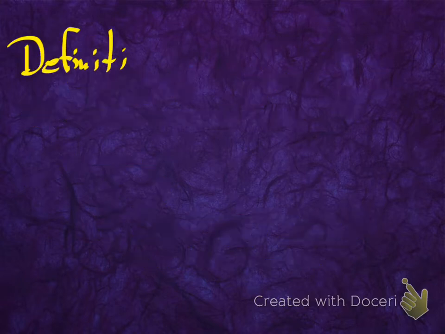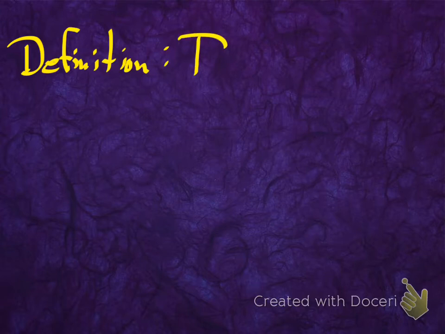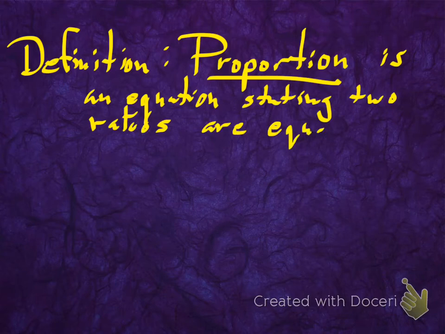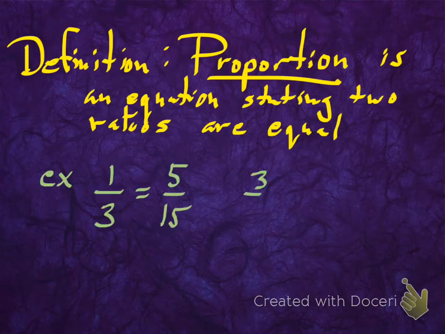All right. So let's start with the definition of what a proportion is. This would be a great thing to be taking notes on while you're watching the video. A proportion is an equation where you have one fraction equal to another fraction. Now, the book's definition is a little more precise than that. It's an equation stating that two ratios are equal. Okay?